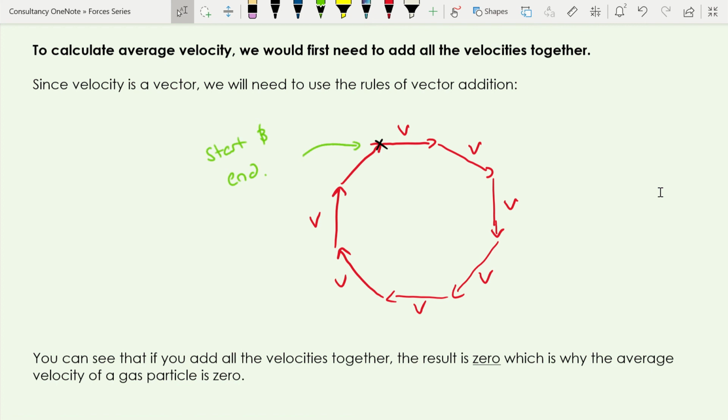And if each individual particle has an average velocity of 0, by definition, that means the whole system of gas also has an average velocity of 0, despite the fact that some of those particles will be moving at very high speed. With gases, typically you'd get something like 500 meters per second. You can get reasonably fast moving particles, but they still have an average velocity of 0.